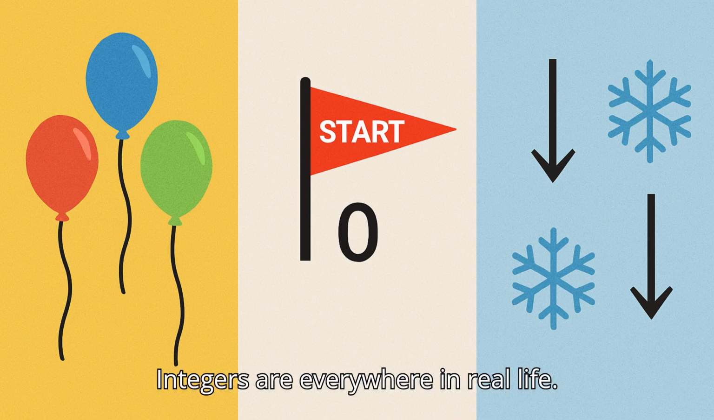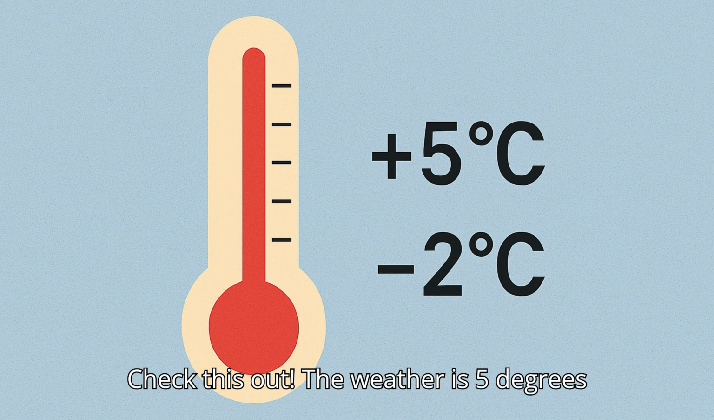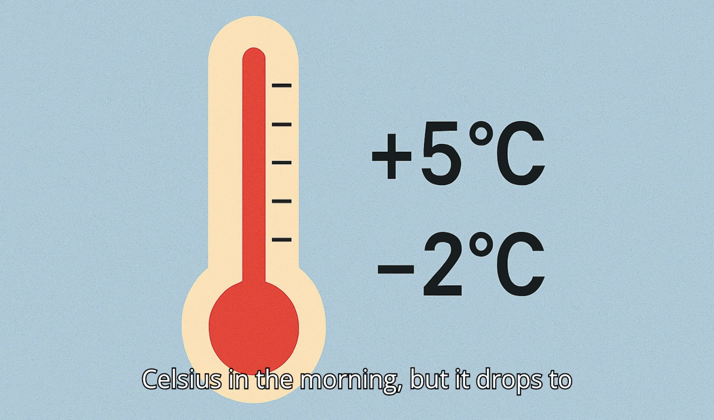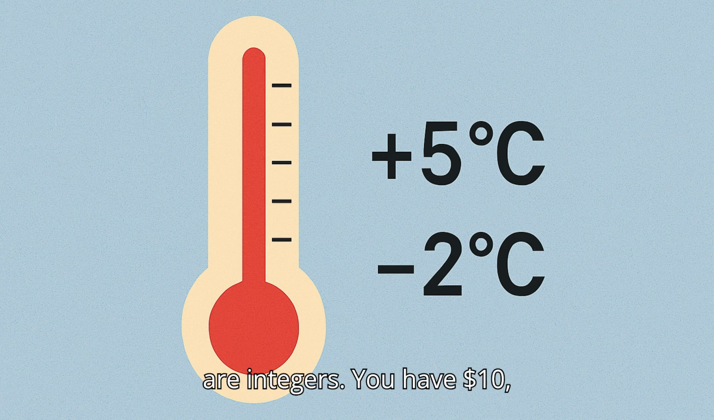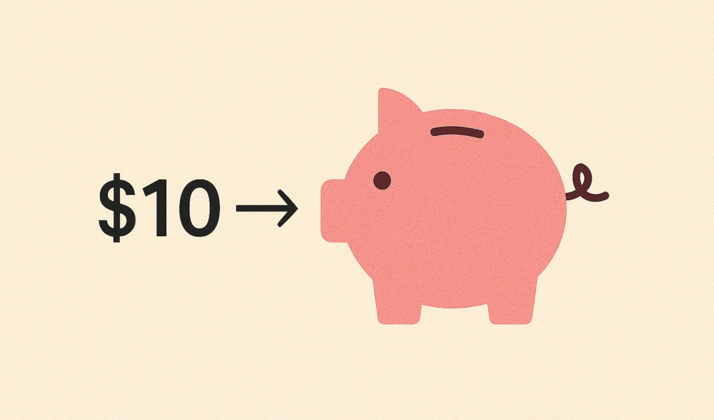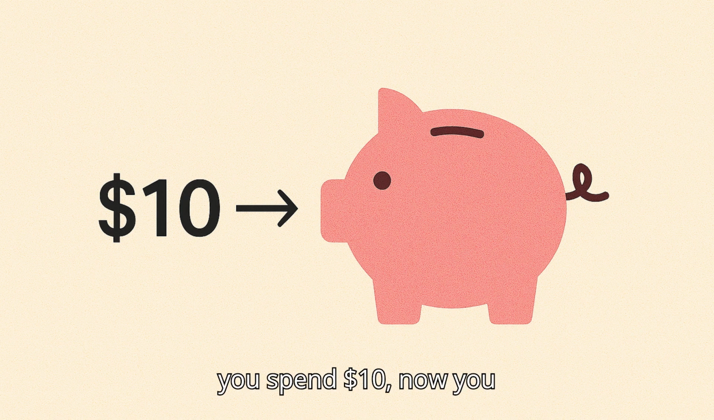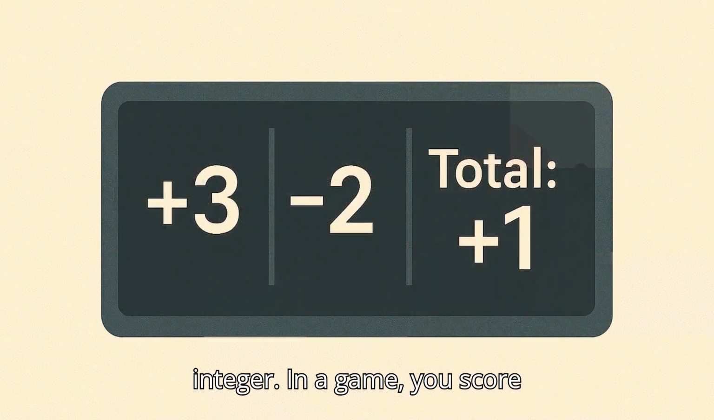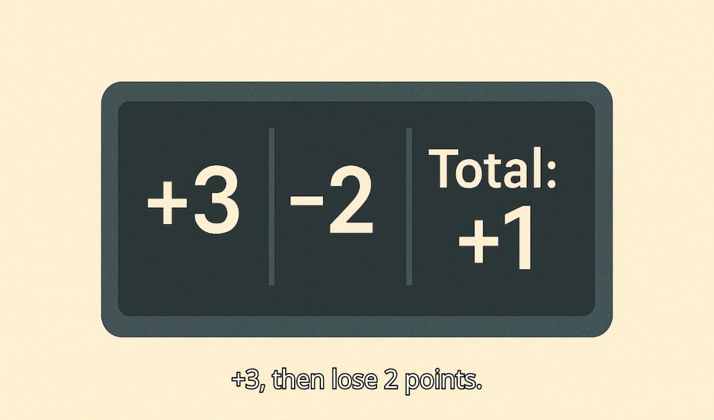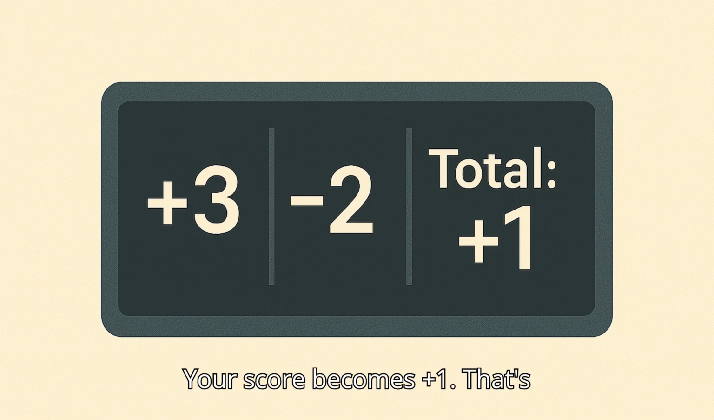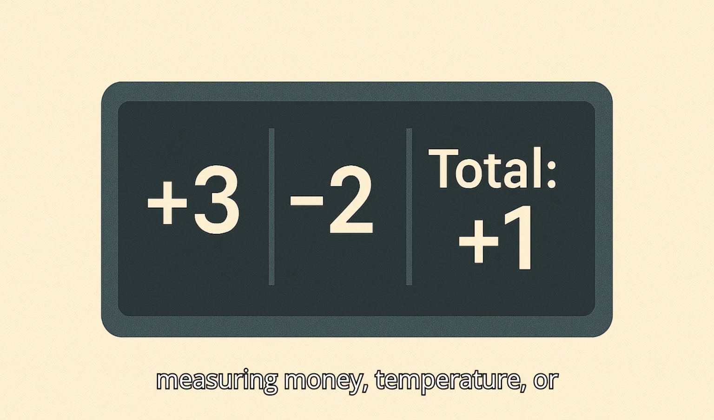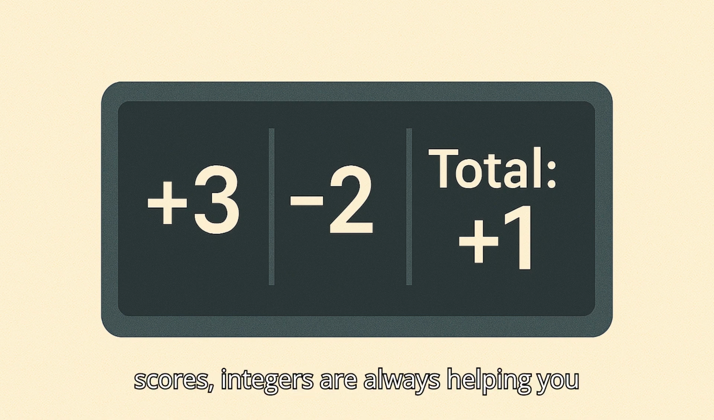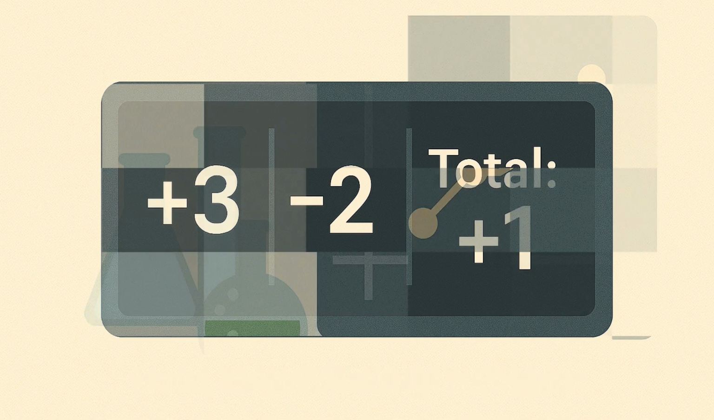Integers are everywhere in real life. Check this out. The weather is 5 degrees Celsius in the morning, but it drops to -2 degrees Celsius at night. Both are integers. You have $10. You spend $10. Now you have $0, still an integer. In a game, you score +3, then lose 2 points. Your score becomes +1. That's also an integer. So whether you're measuring money, temperature, or scores, integers are always helping you out.